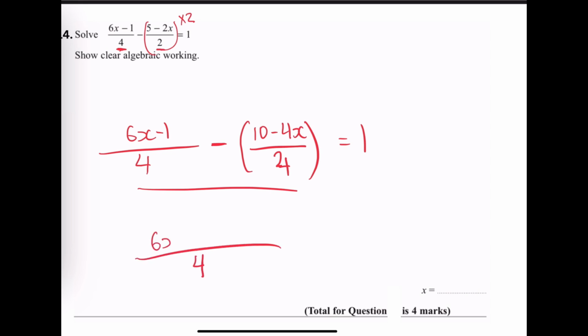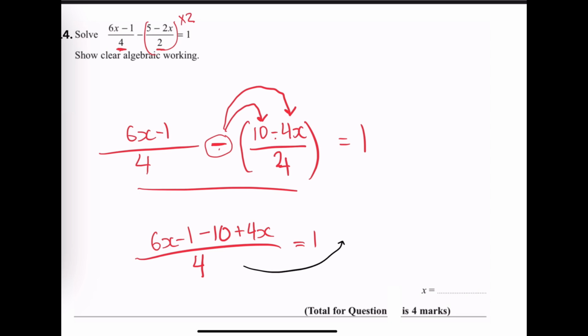So it will be 6x minus 1. With the minus, make sure that you actually times the minus with each one of them, which is a common mistake that most students make. So it will be minus 10, and a minus and a minus is a positive, so it will be plus 4x, and this equals 1.